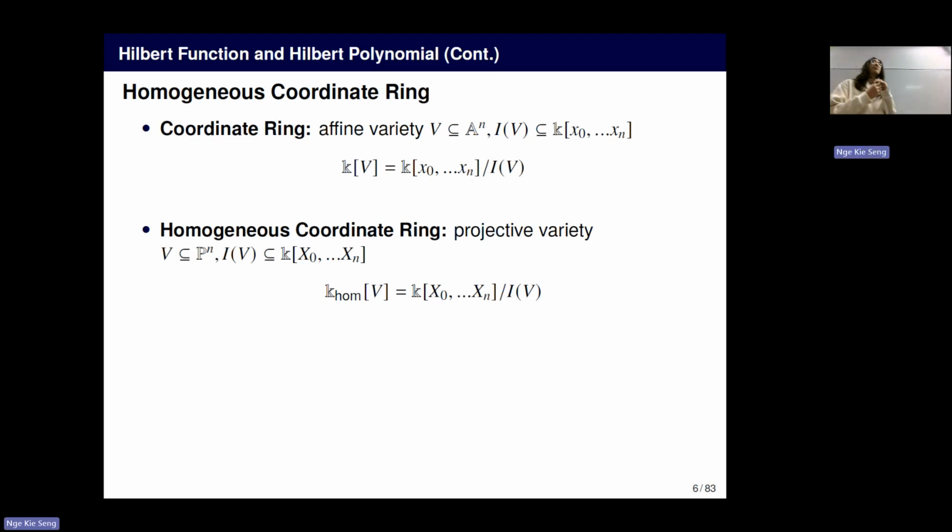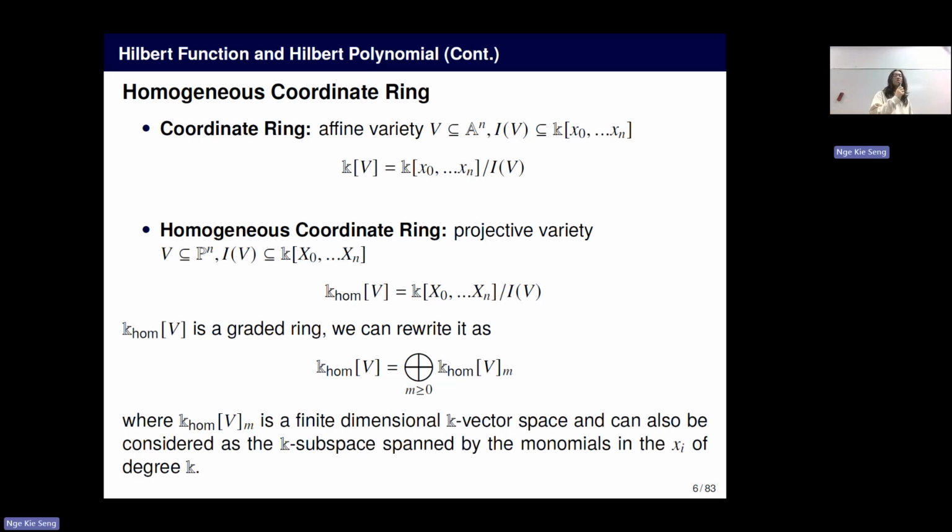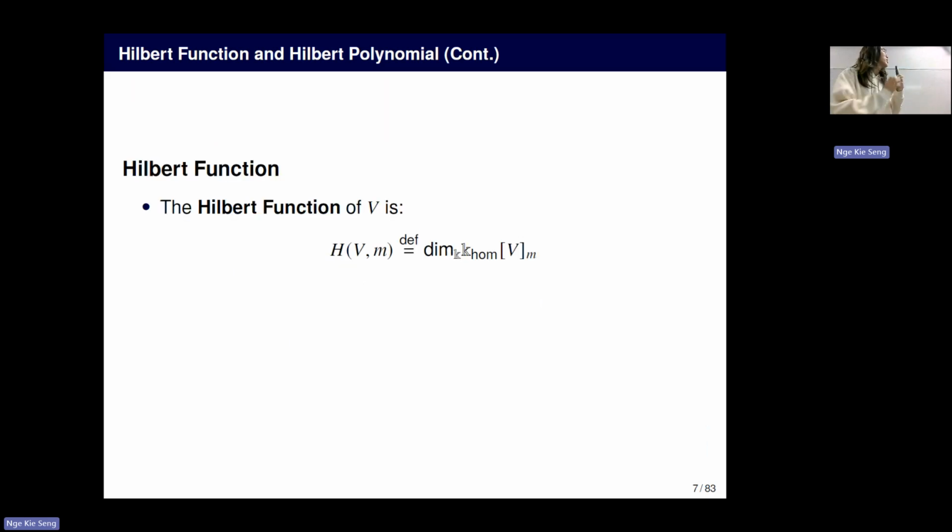So this homogeneous coordinate ring is also graded such that we can rewrite it as the direct sum of several of these pieces. And these are finite dimensional K vector spaces and can be considered as the K subspace spanned by the monomials in the x_i of degree k. This could come in handy when we are calculating the Hilbert functions of certain projective varieties. Now we're going to introduce what is a Hilbert function. We define a Hilbert function as the dimension of the homogeneous pieces of the homogeneous coordinate ring under the degree k.